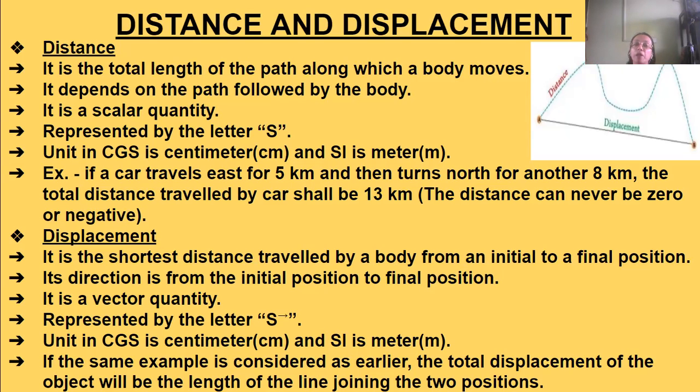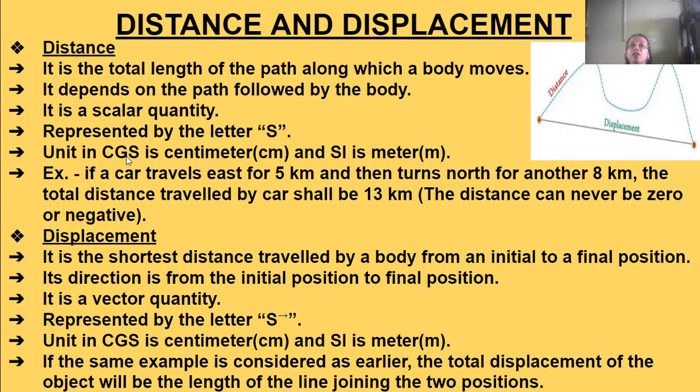Okay. Now, displacement. Displacement is what? It is the shortest distance which is traveled by a body from initial to the final position. Distance, I told you, will be the total path which the body is covering. But displacement is from A to B, a straight line, the shortest distance. So from initial to final position, the shortest distance will be known as displacement. It will have a direction. And that's why it's a vector quantity. Again, I'll discuss this in the next topic. So it is represented by the letter S with the direction.